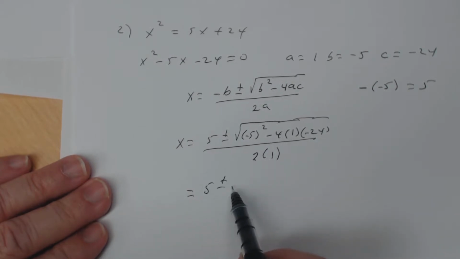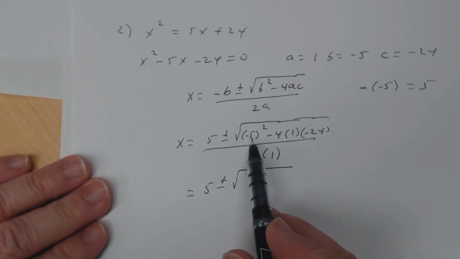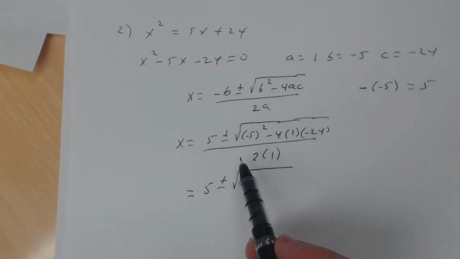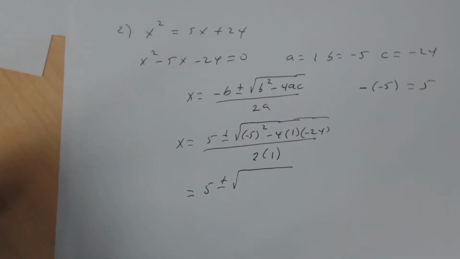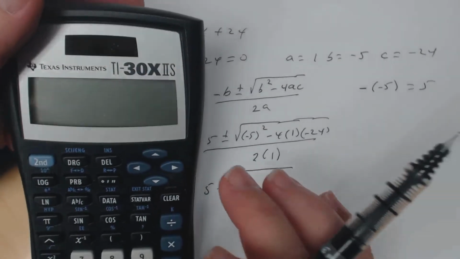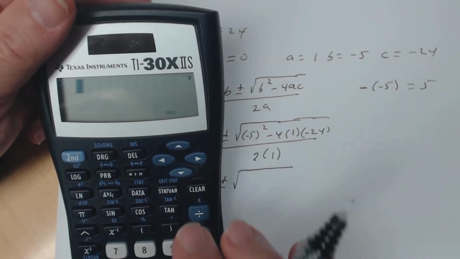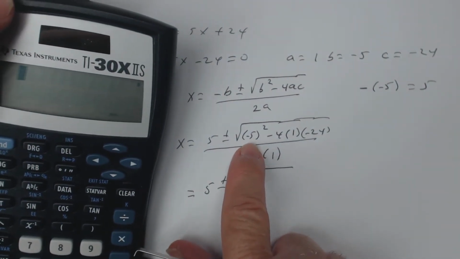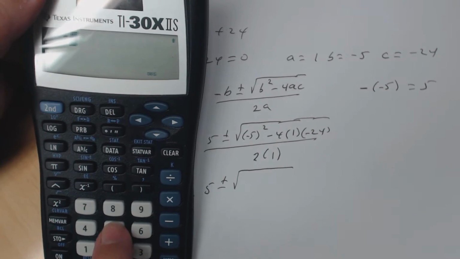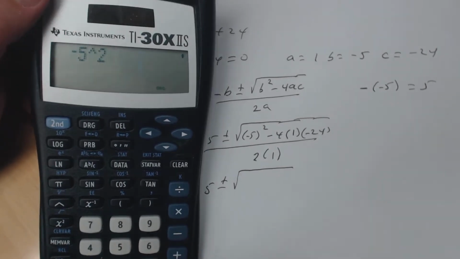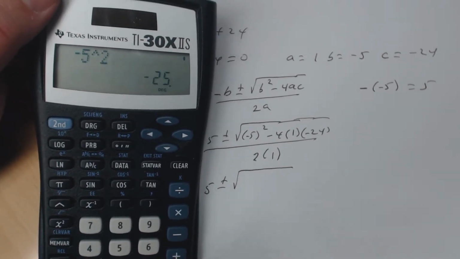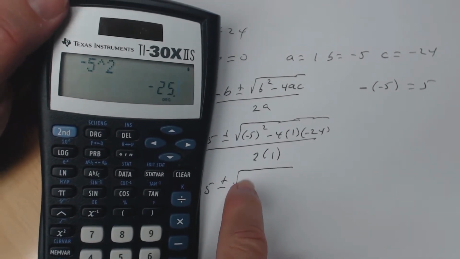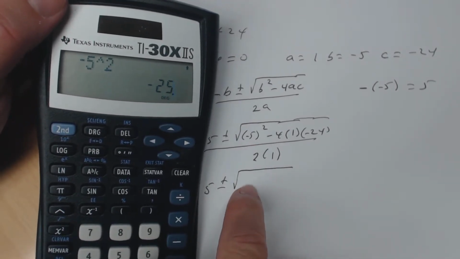So 5 plus or minus the square root of negative 5 squared, remember, means negative 5 times negative 5. Use your calculator if you don't know what that is: a positive 25. But be careful. If you're not using parentheses, which you should, you're going to say negative 5 squared, and you're going to get negative 25 down there, and you're not thinking, because we just talked about the fact that b squared should always be positive.